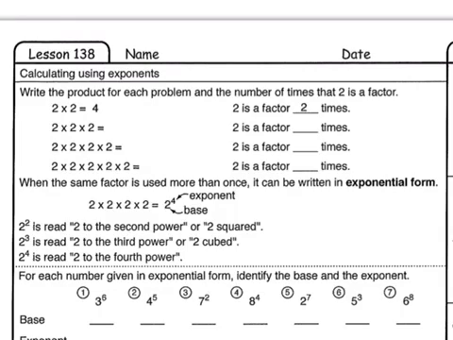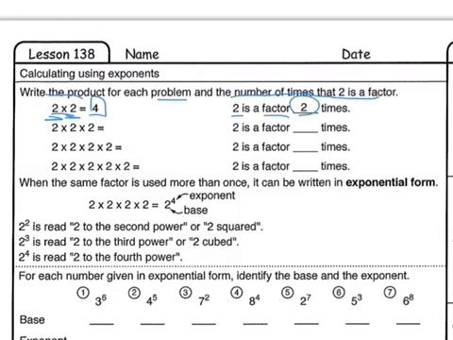So here we go. Write the product, it says, for each problem and the number of times that 2 is a factor. So in the first one, 2 times 2 is equal to 4, obviously. And number 2 is a factor. This is a factor, this is a factor, 2 times. All right, let's do the next one together. You can kind of do it on your paper as I'm talking you through it.